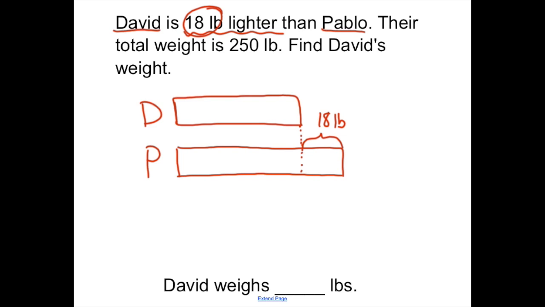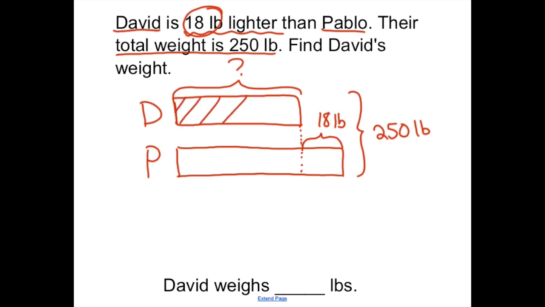I'm also told that their total weight is 250 pounds. I label the total and comparison problems on the right here. So 250 pounds. Now I have to take a look at this. Remember, in order to find David's weight, which is my question mark, I have to figure out what just this one part is, what just David's bar is.